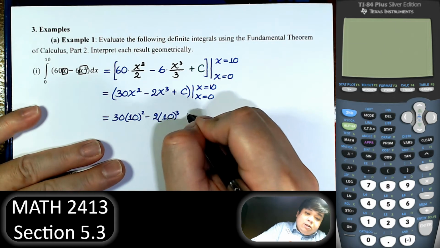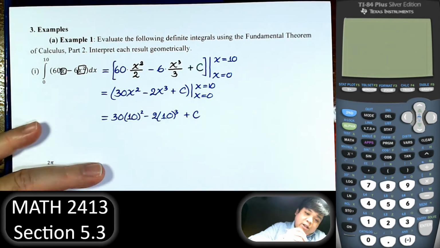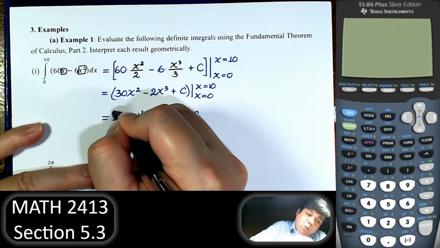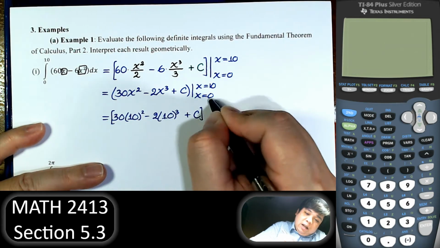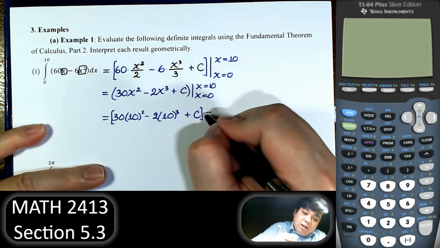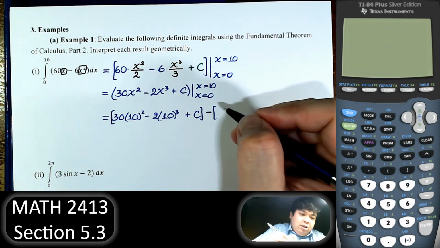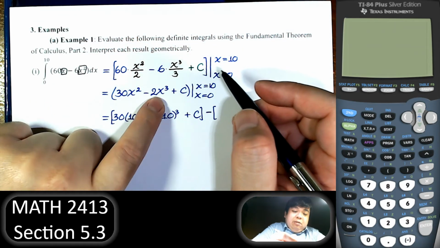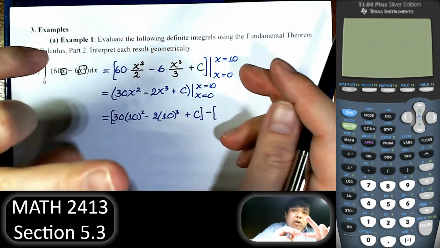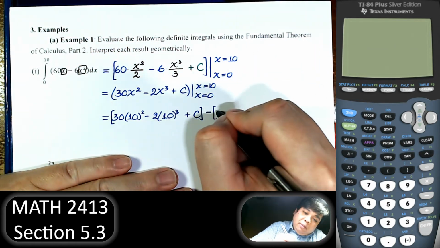C is a constant, so I don't do anything with it. So that is where we put in 10 for x, and then we put in 0 for x, and we subtract them. So that is the fundamental theorem of calculus, right? Find an antiderivative, put in the limits, upper limit, lower limit, and then subtract them.